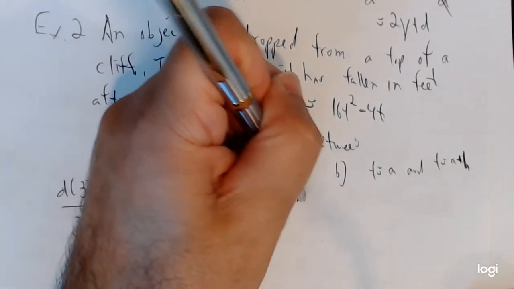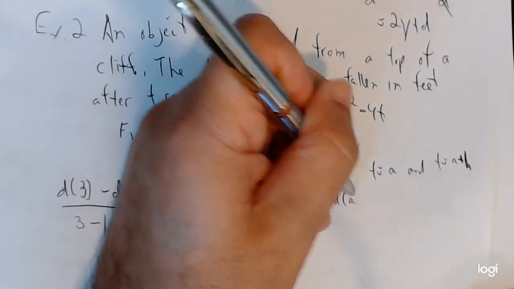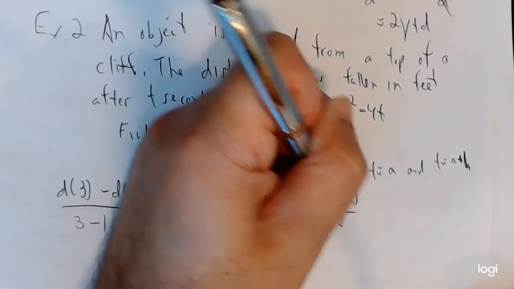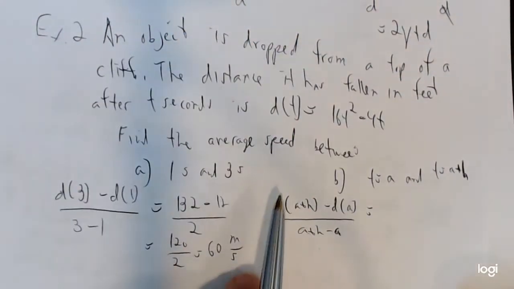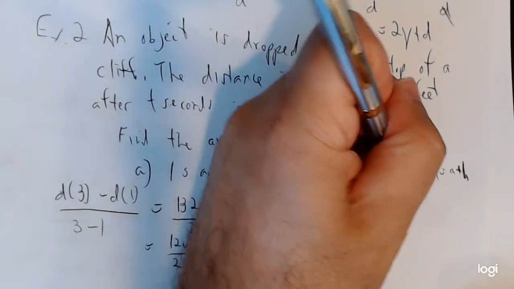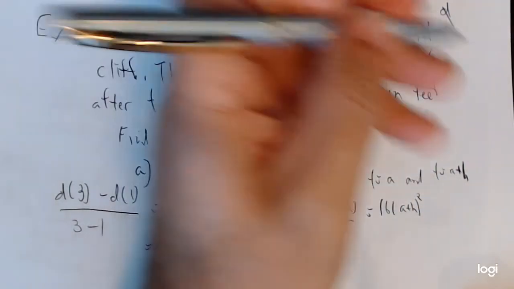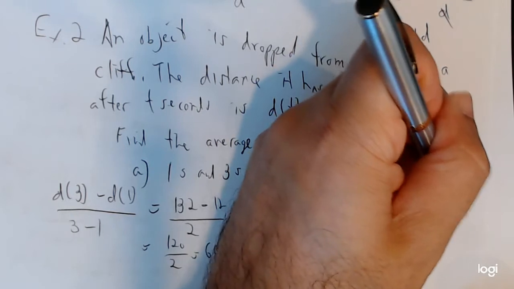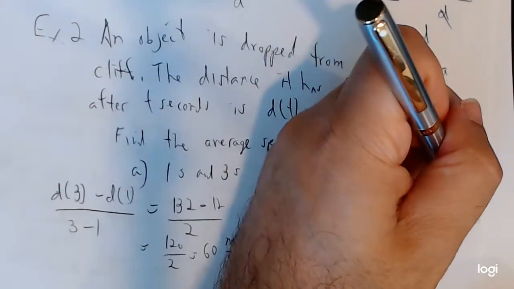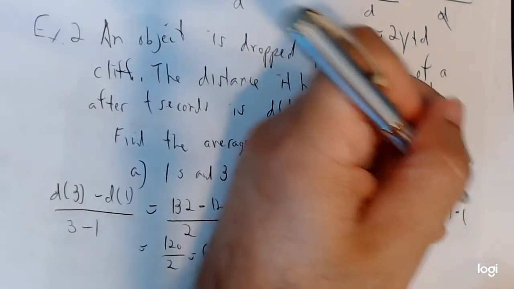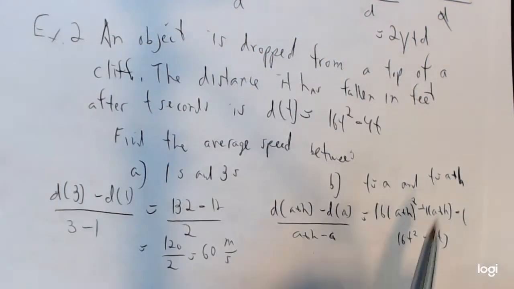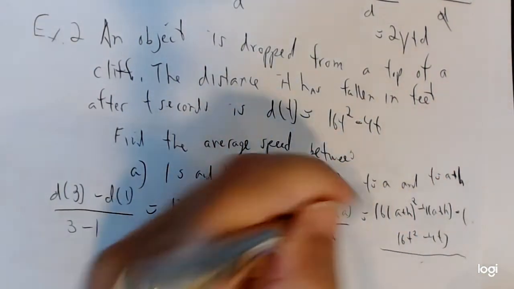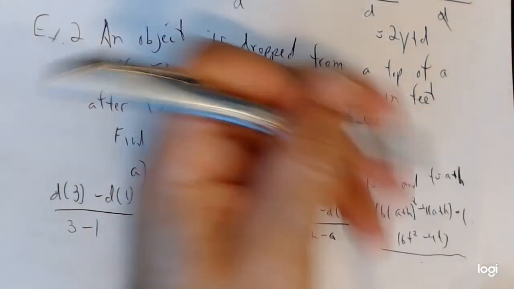So if we generalize it, what are we doing? The same thing. d of a plus h minus d of a, all over a plus h minus a. So once again, I'm using the average rate of change formula, which then, what's d of a plus h going to be? 16 times a plus h squared minus 4 times a plus h, minus parentheses, I'm running out of space here, I'll put it down here, 16t squared minus 4t, so this should be up there, all over a plus h minus a, which is just h.